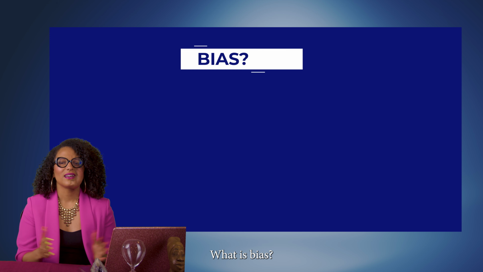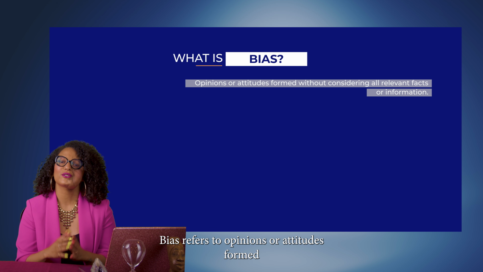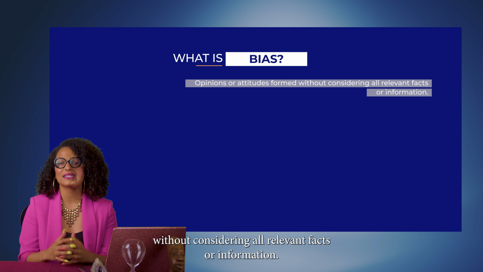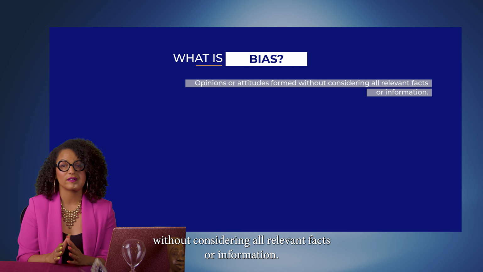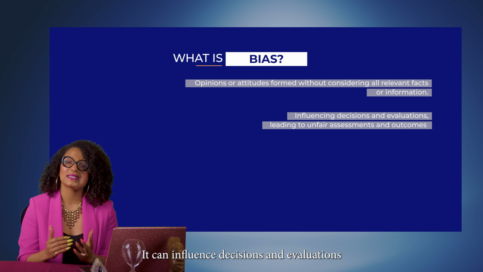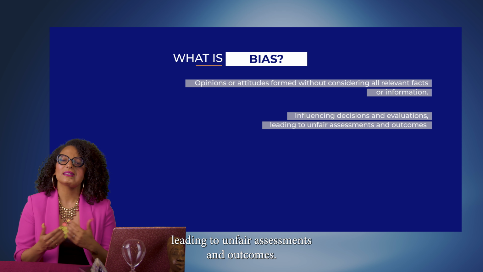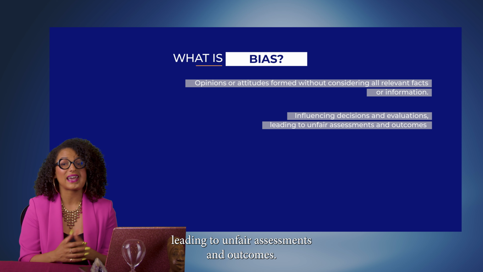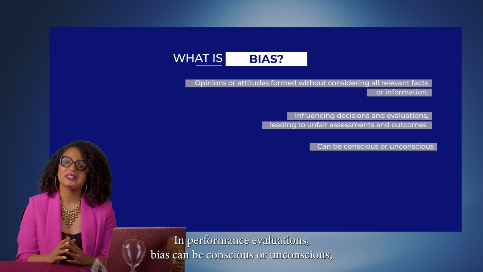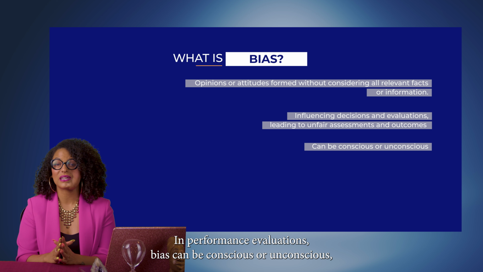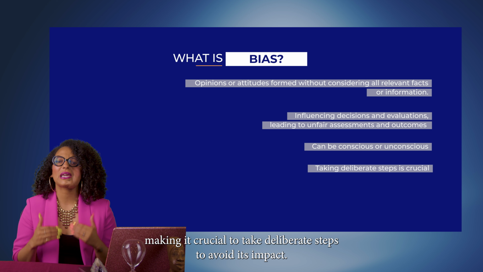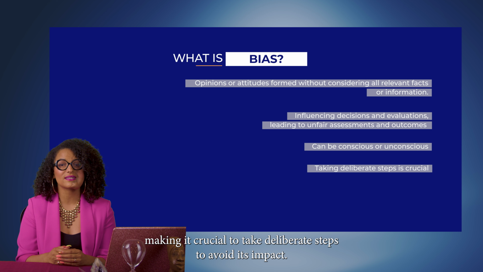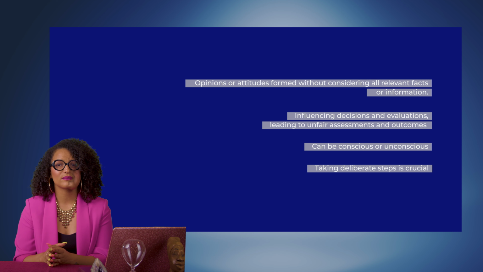What is bias? Bias refers to opinions or attitudes formed without considering all relevant facts or information. It can influence decisions and evaluations, leading to unfair assessments and outcomes. In performance evaluations, bias can be conscious or unconscious, making it crucial to take deliberate steps to avoid its impact.